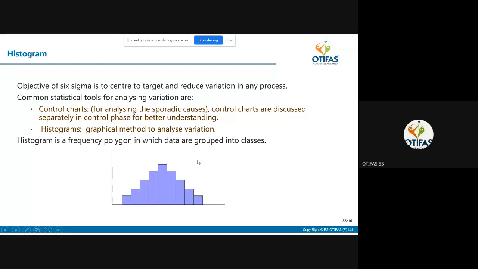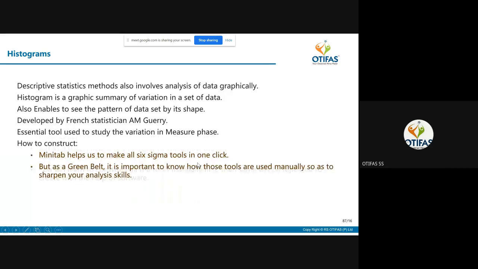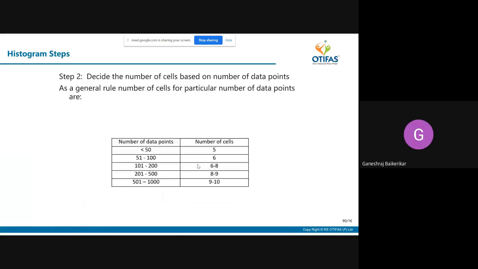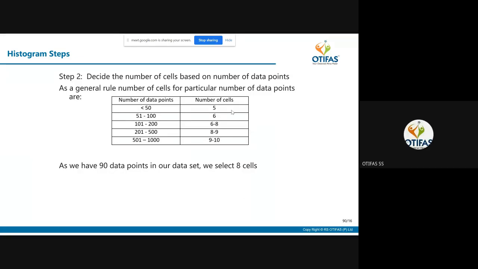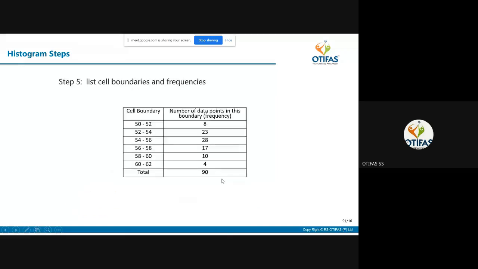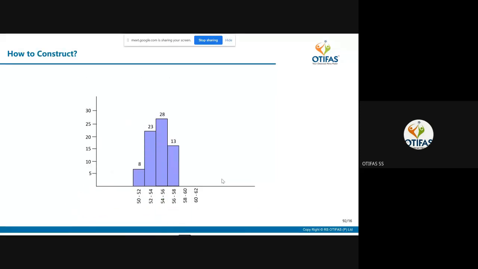Now tell me, what is the difference between a histogram and a bar graph? Histogram is for continuous data, as opposed to a bar graph. Yes, you're right. Now one more thing: in a bar graph, there is no meaning to the width of the bar, but here the width of the bar has meaning. It is a group of data. Like 50 to 52, there are eight data points. So it's not necessarily always continuous data, it can be discrete data also. In the 50 to 52 range there are 8 people, in 50 to 54 there are 23 items, in 50 to 56 there are 20.